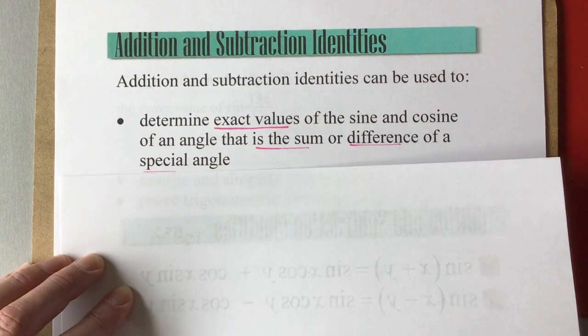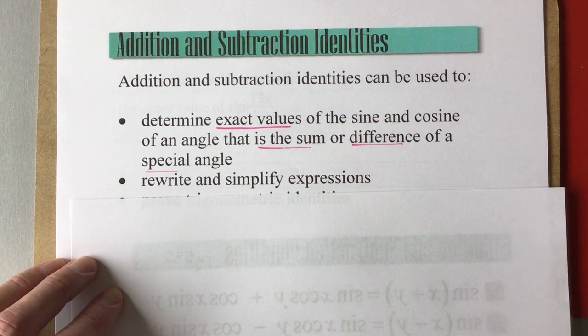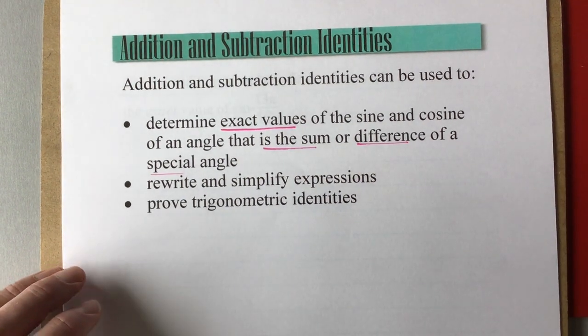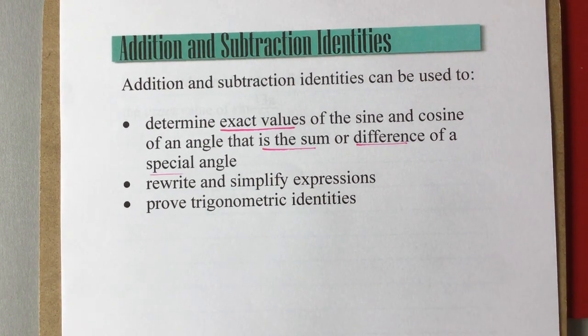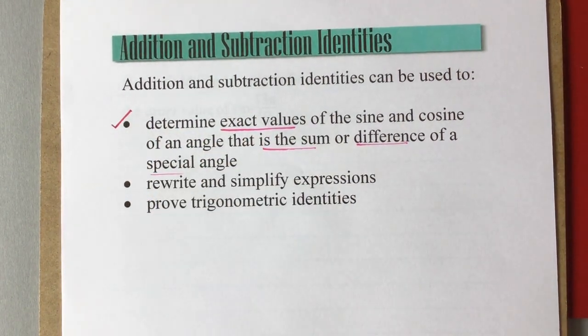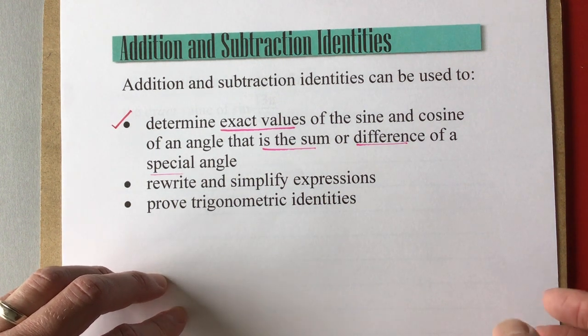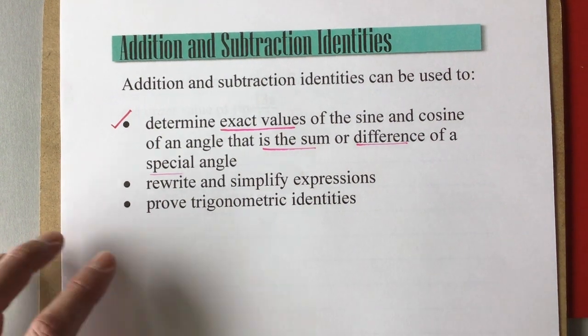We can also use these addition and subtraction identities to rewrite and simplify expressions, as we've done so with some of our other identities. And we can also use the addition and subtraction identities to prove other equations as true identities. In terms of the three learning targets that this particular lesson entails, today's video will only cover this first one, using the addition and subtraction identities to determine the exact value for the sine and cosine of an angle that's the sum or difference of a special angle.